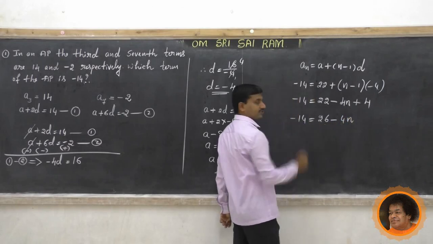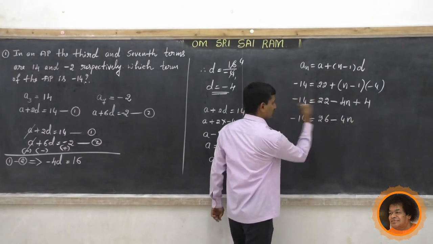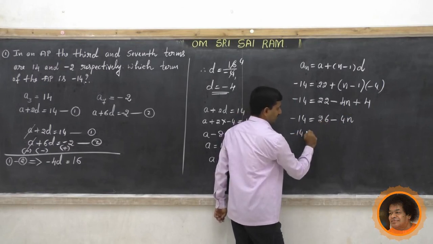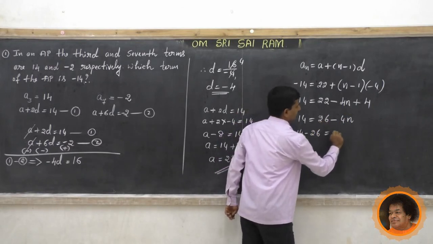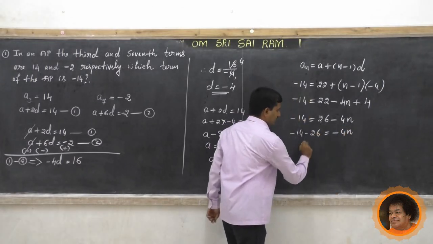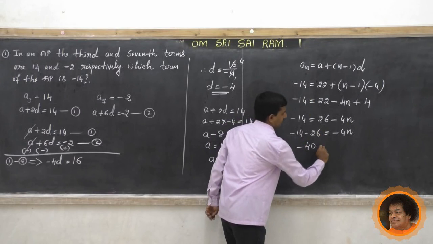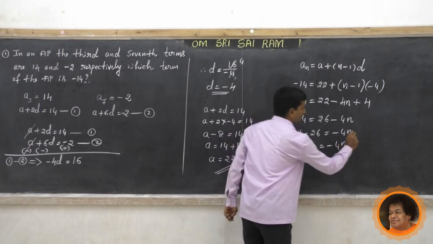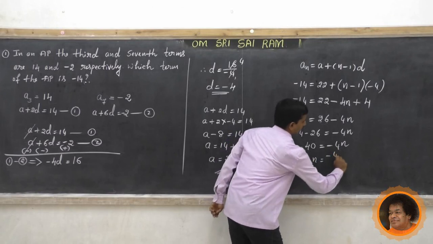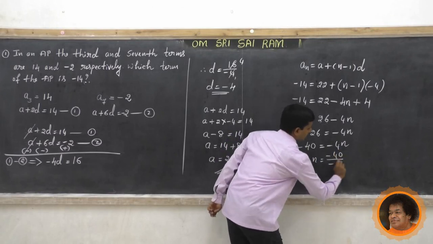Here 26 is the constant term, so that is transposed to the left hand side. Minus 14 plus 26 becomes minus 26 equal to minus 4n. Minus 14 minus 26, minus 40, equal to minus 4n. So what is the value of n? Therefore n equal to minus 40 divided by minus 4.